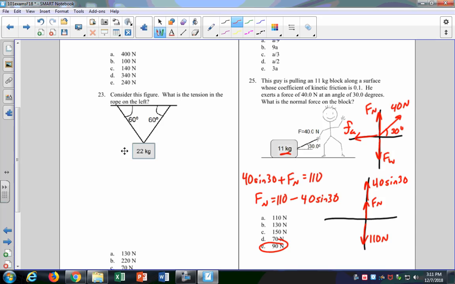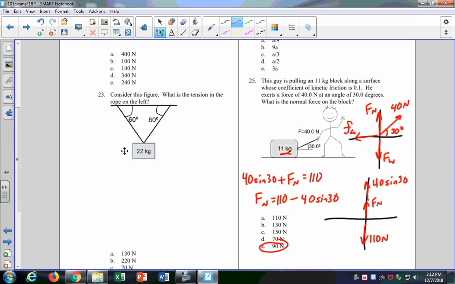So in this scenario, force of weight equals a normal force, right? No, it doesn't, because the weight is 110 newtons, but the normal force is 90 newtons. And we have to go through this process in order to figure out what is the normal force. The normal force is less because the guy's pulling up on the object. It's less than the weight by 40 sine 30. It's less by that amount.